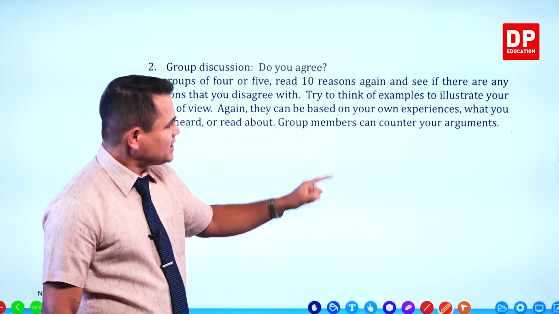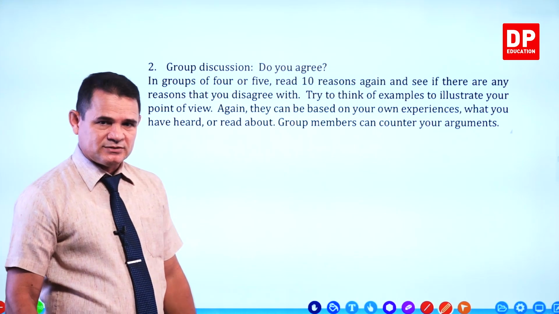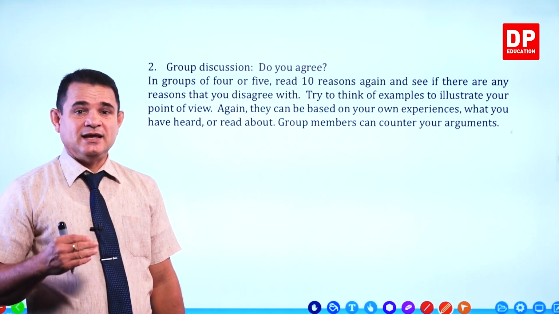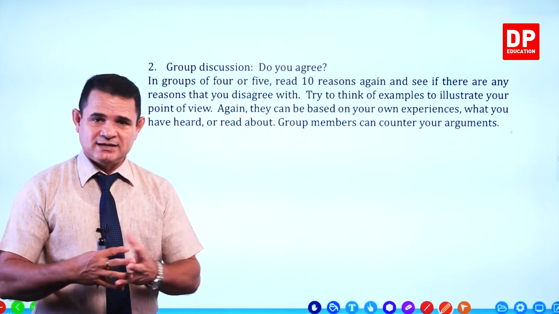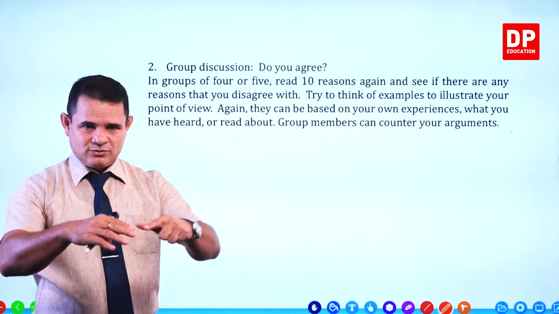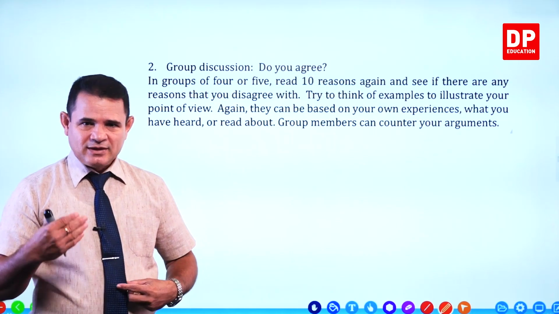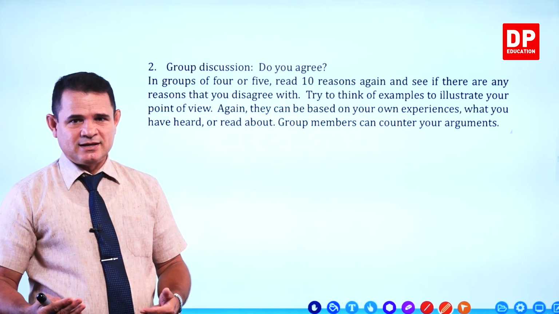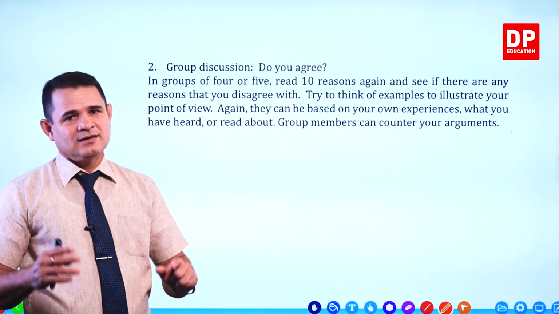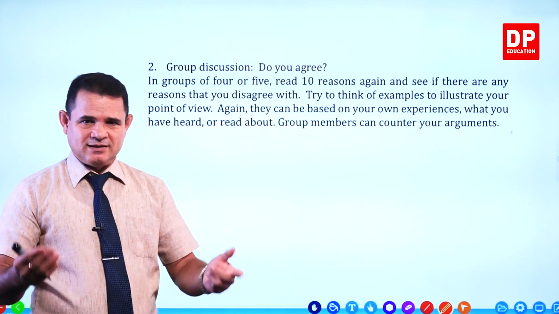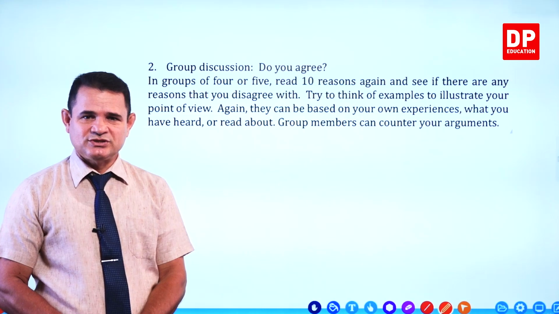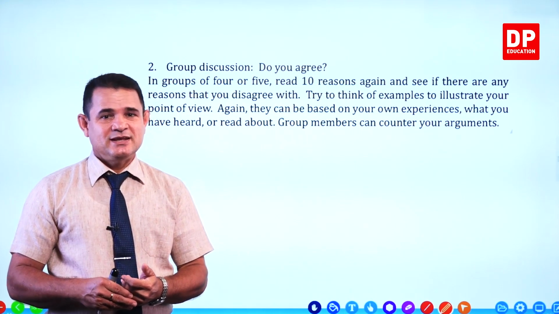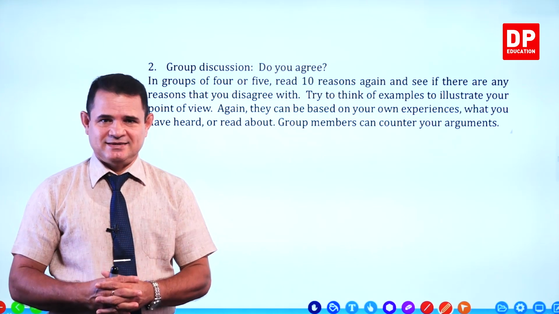Group members can counter your arguments. So when you disagree with certain points and give examples, the other members of the group will ask questions and speak against it. Why do you think so? No, it cannot be like that. They will counter, right? They will ask more questions and talk against. Then there is a little argument, right? So there you can start speaking practice.